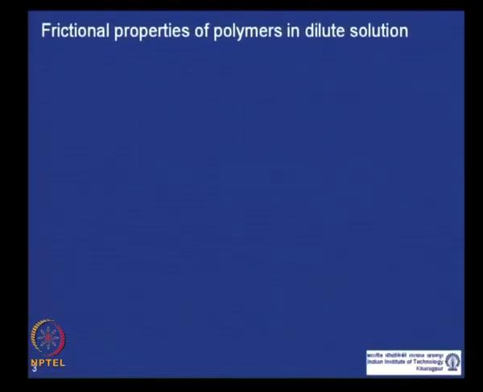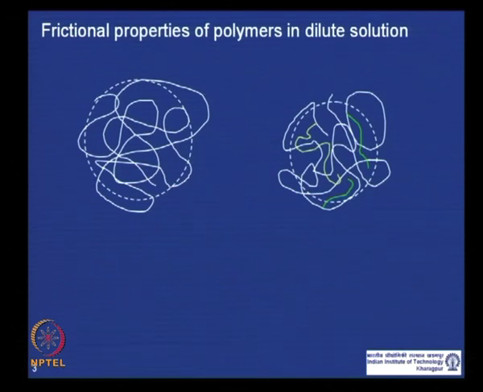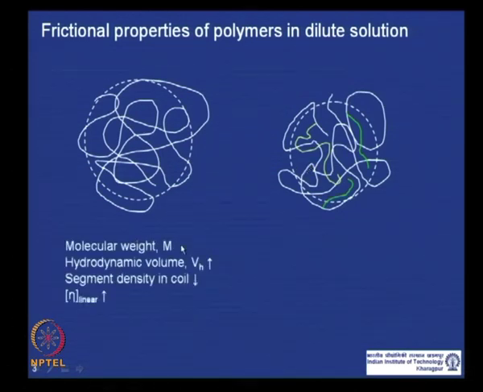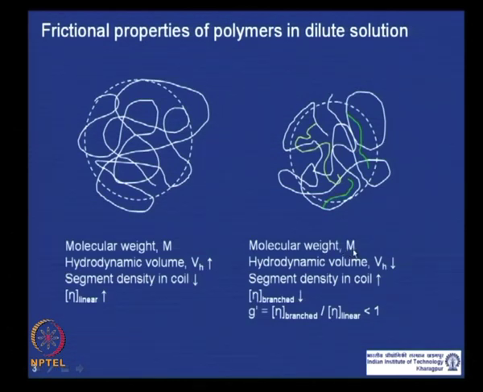Now, just the same information which we discussed, we can compare between a branched chain and a linear chain. The yellow ones are the branches of this linear polymer. Imagine these two have the same molecular weight. If you have branches, then it will have a more compact structure, so hydrodynamic volume will be lower in this case. Molecular weight is M in this case, and in this case molecular weight is also M. So, hydrodynamic volume is higher in this case and lower in this case; segmental density of the coil is lower here, and higher there.